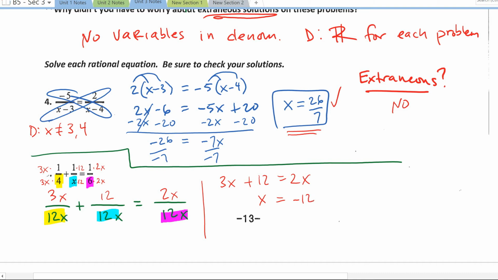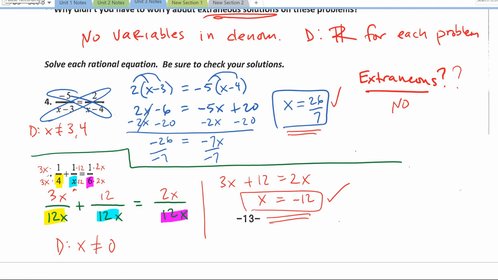That seemed weird. Is that what I got earlier? Yes, that matches my notes. Okay, is this an extraneous solution? Let's check. Our domain for this problem, we only have one variable right here, so our domain is just that x cannot be 0. Well, this is not 0, so this answer works. X is negative 12.